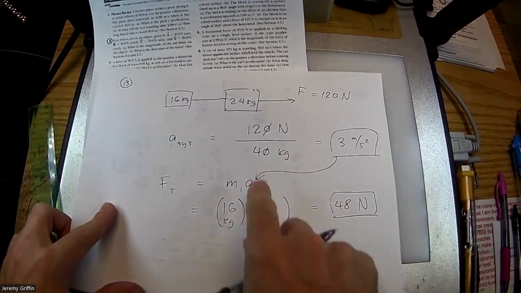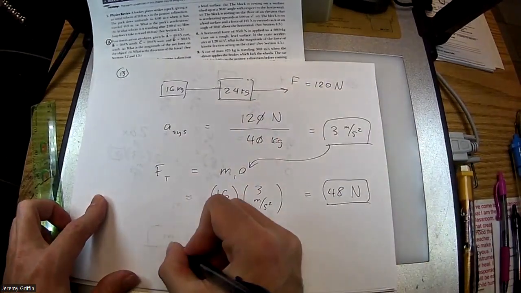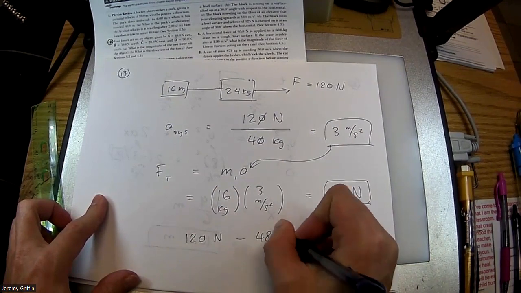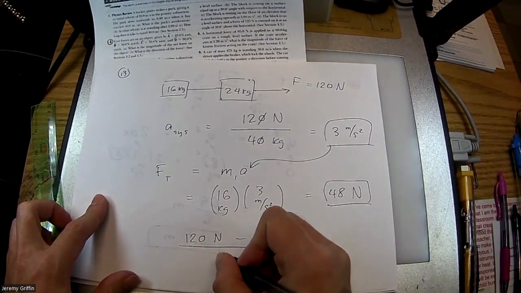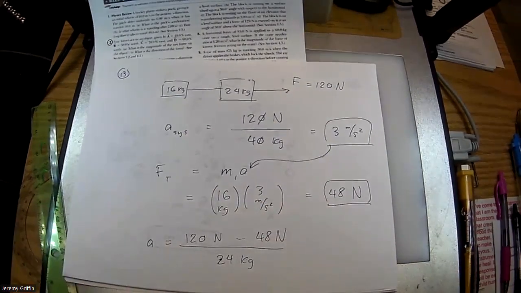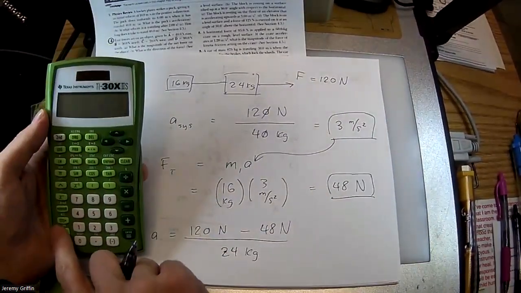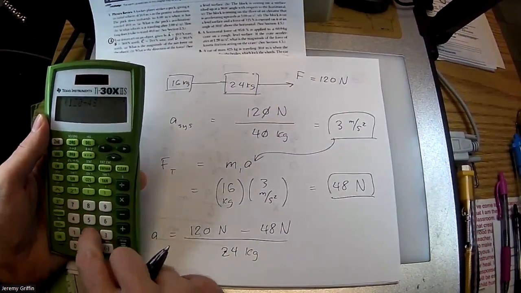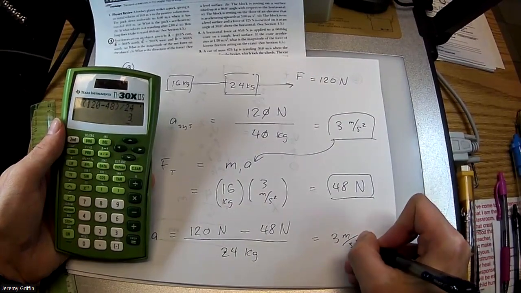The other way you could also get it is you could check the large block. Guys, what's the difference between 120 newtons and 48 newtons? I guess I'm checking my answer is what I'm doing. Whatever that net force is, divided by 24 kilograms, it better result in an acceleration of 3 meters per second squared. So I'm taking my answer and checking it with the large block. So 120 minus 48, there's the bell. Yeah, so it gets me 3 meters per second squared, so it checks out.